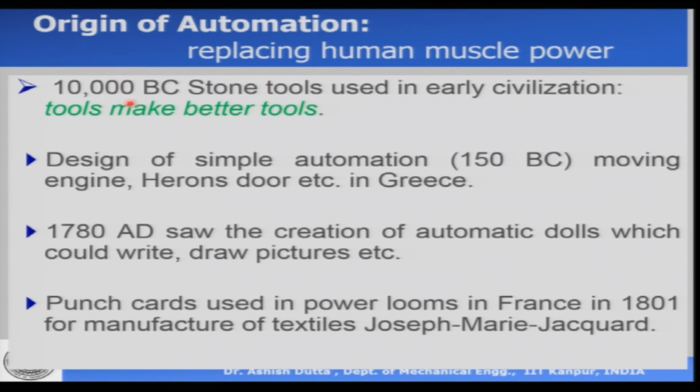So if you look right from about 10,000 BC or more, human beings were essentially using different kinds of tools. For example, we used stone tools, then we used iron tools, then copper tools, and these tools were used to make better tools. And the philosophy here in automation is tools making better tools. And this process of tools making better tools has been going on for thousands of years. As an example, in industries, we can talk about NC machines. From NC machines we have CNC machines, then we have DNC machines, then we have SIM, in that order. So this process of automation has been going on for thousands of years. It is there even today, and tools are making better tools.